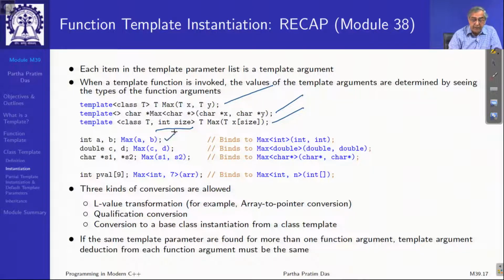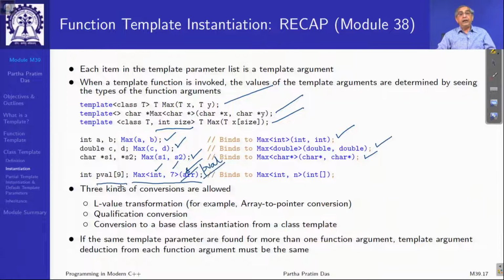So, with that, max a b for integer will generate this function, max c d for double will generate an overloaded max function, and max s1 s2 for char star will use the specialized template function that I have defined. And if I call it with type int and value 7 on an array ARR, or maybe we can use p val here if we are referring to this, then it will bind to this special function which also is overloading max, right.